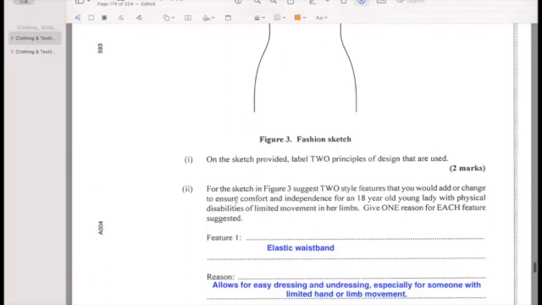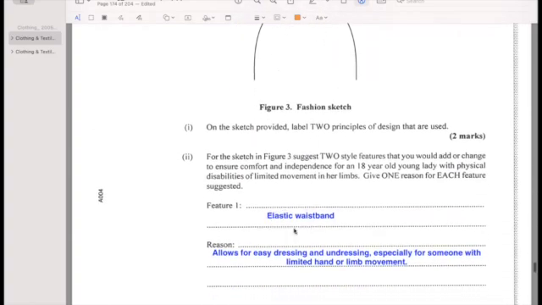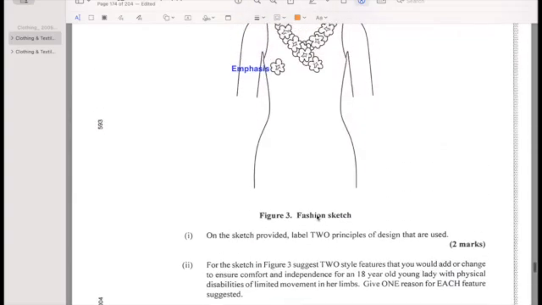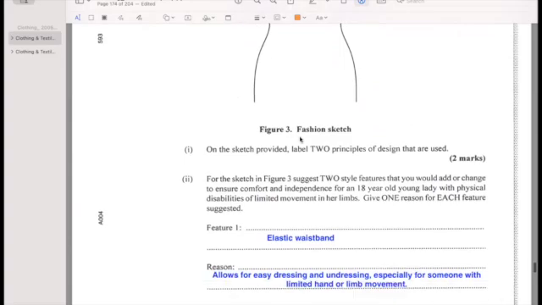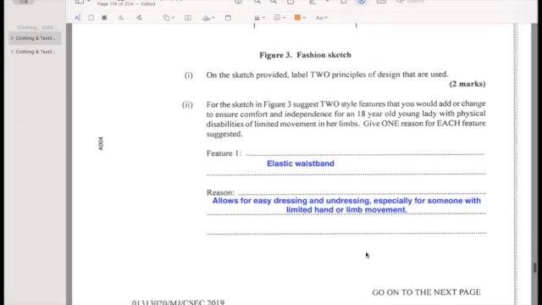All right, next question. From sketch 3, suggest 2 styles that you could add or change for the comfort and independence of an 18-year-old lady who is physically disabled and of limited movement. Give one reason. So on this dress, we can use an elastic waistband. So we could put an elastic waistband here. And what is the reason? It allows for easy dressing and undressing, especially for someone with limited hand or limb movement.